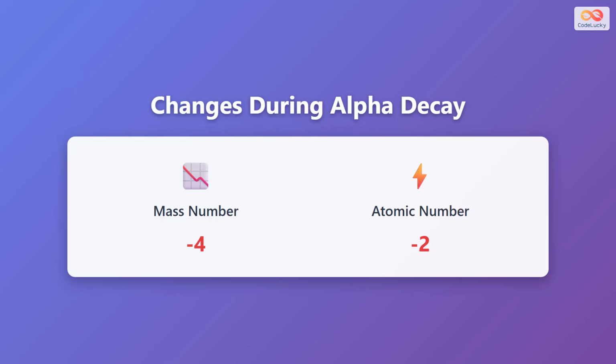During alpha decay, 2 important changes occur. First, the mass number decreases by 4 because the nucleus loses 4 nucleons. Second, the atomic number decreases by 2 because the nucleus loses 2 protons. This change in atomic number means the element transforms into a different element.